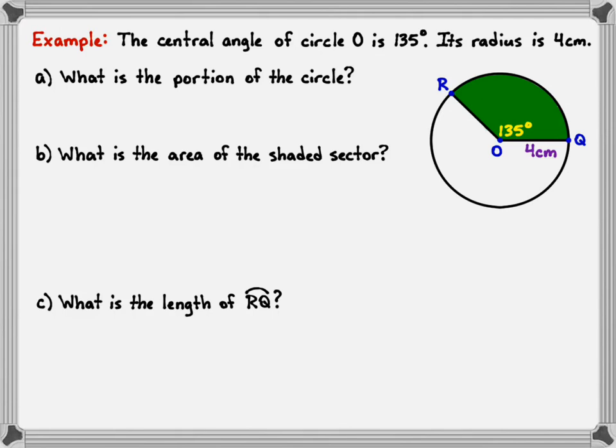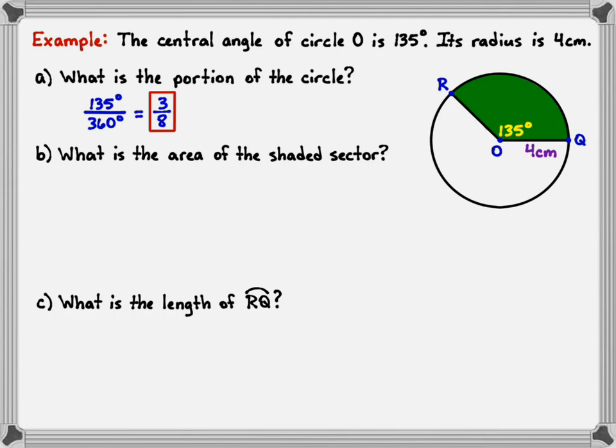Part A says, what is the portion of the circle? Well, we just did that. The portion of the circle is 135 out of 360, or that reduces to 3/8 if you were to reduce it. Okay. For part B, it says, what is the area of the shaded sector? So we're trying to figure out the area of this green piece. Well, I don't know how to do that yet.